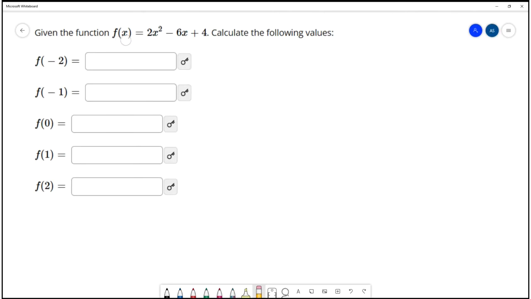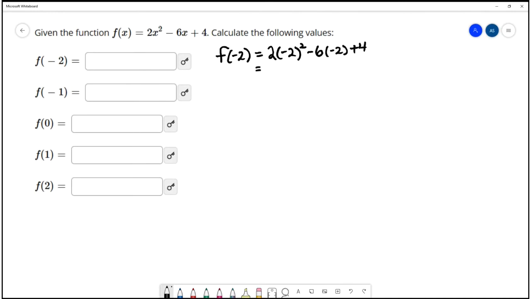Given the function f of x equals 2x squared minus 6x plus 4, calculate the following values: f of -2, f of -1, f of 0, f of 1, f of 2. When you calculate f of -2, the -2 is what we substitute in for x. It is 2 times -2 squared minus 6 times -2 plus 4.